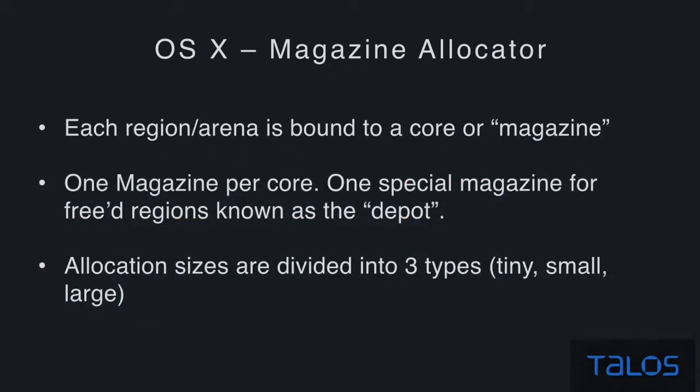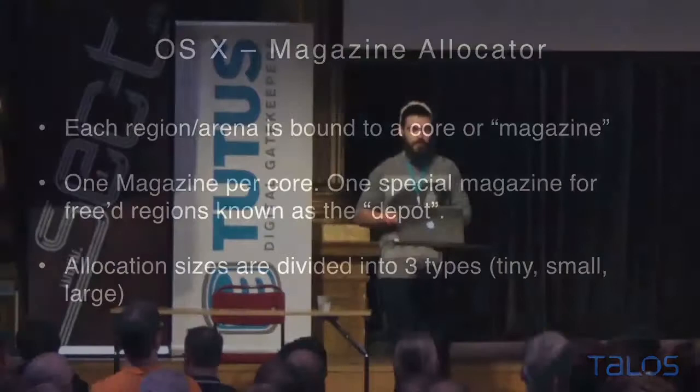Every region or arena, the place where you actually get the allocations from, is going to be bound to a core. So you're going to have 1 magazine per core. This particular laptop has 4 cores, 8 magazines because of hyper-threading. And then you have 1 special magazine for the depot.